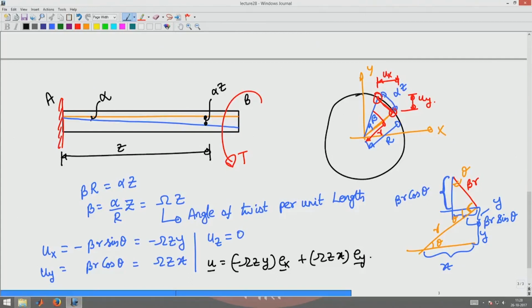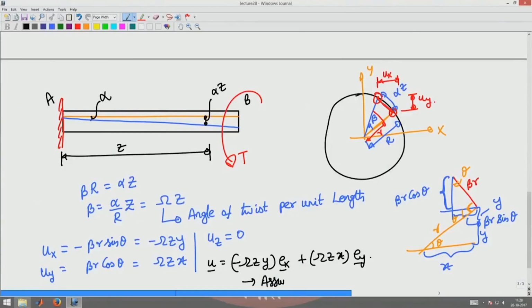In other words, what you are doing is deriving an equation for what is called a closed section, assuming closed section implying no warping.